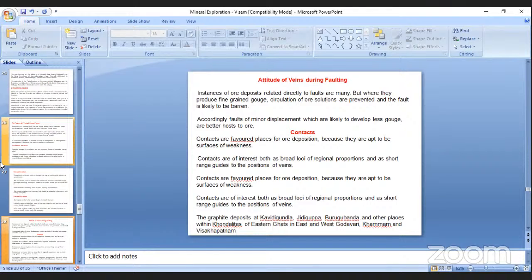So the type of faulting is also very important for the formation of an ore.